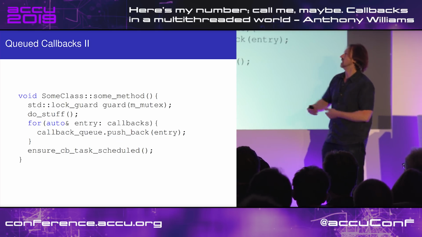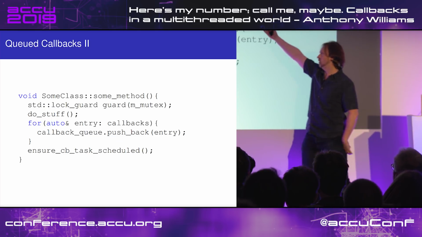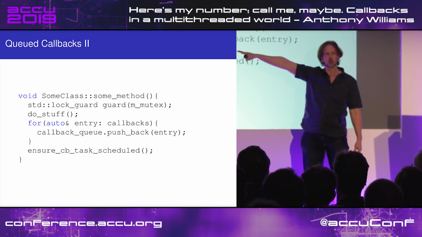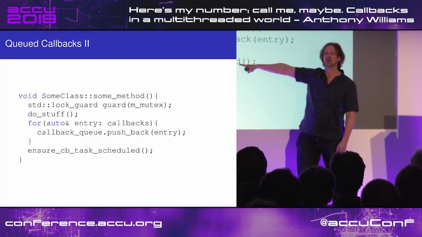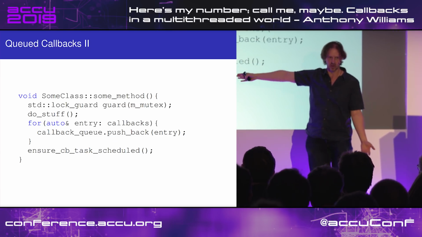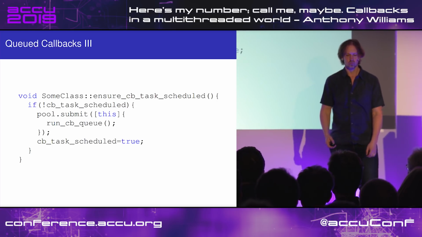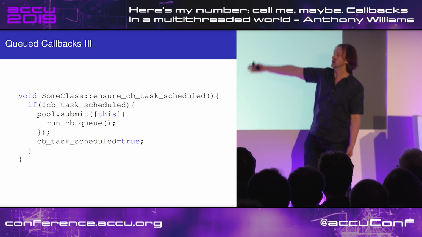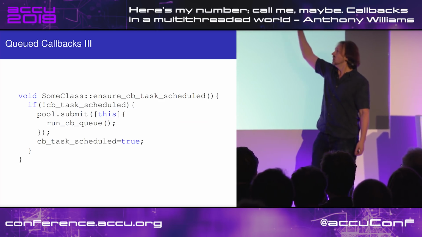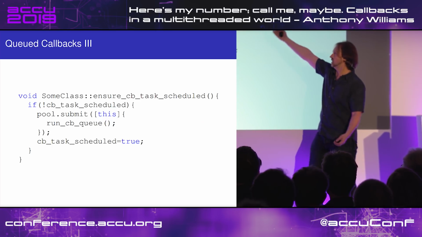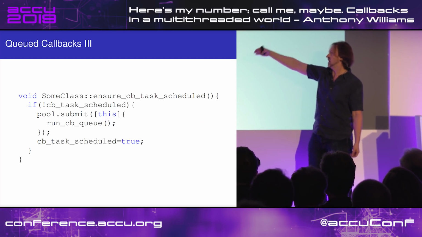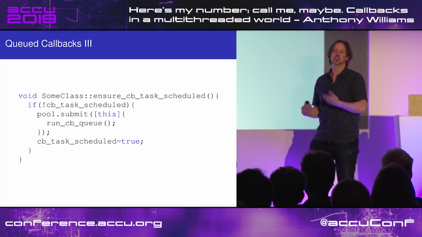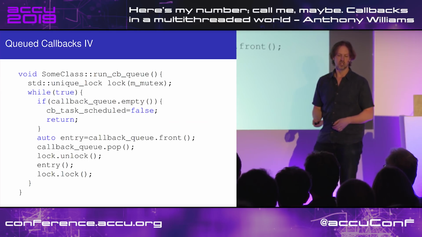So let's have another look at our method that does things. We lock the mutex, we do stuff. We go through our list of registered callbacks and we add them to our callback queue. And then we make sure that we actually do have a task running that's going to invoke that callback queue. This is still held under the mutex lock from the previous slide. So if we don't have a task scheduled, then we submit one to the pool, and then we say, yes, we do now. So that's a simple thing. Make sure we've actually got a task running on the pool to run the things.